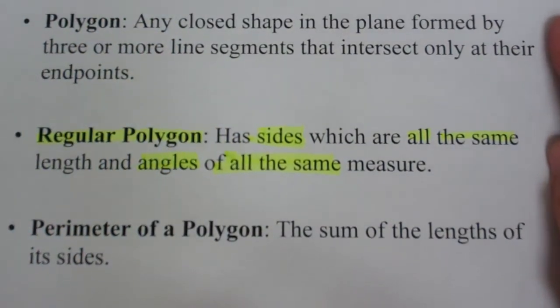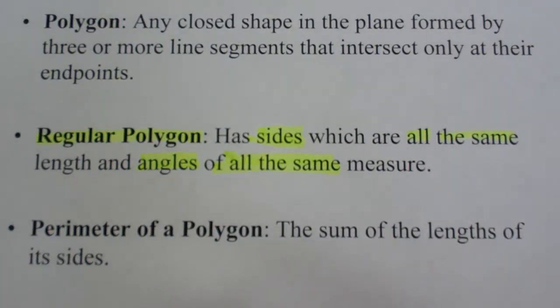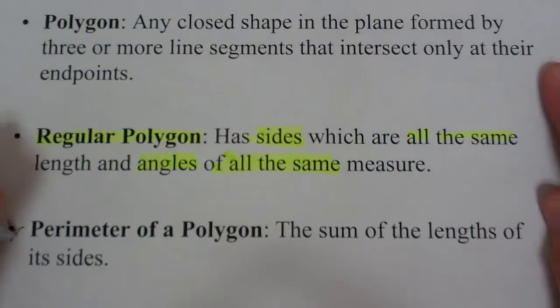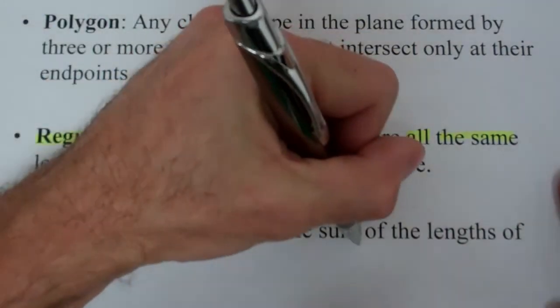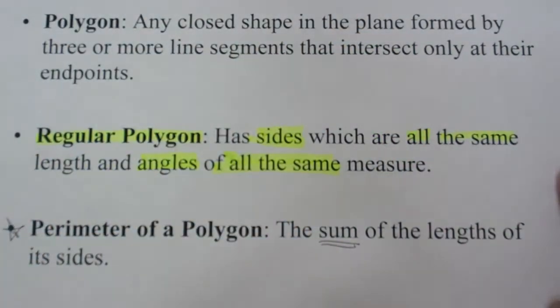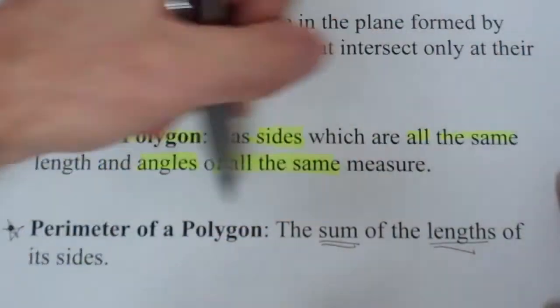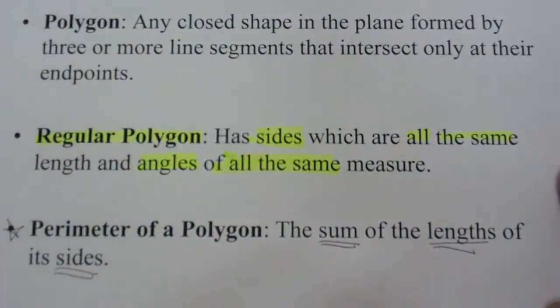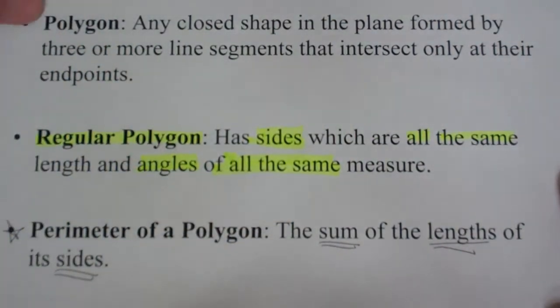Alright, and then of course the perimeter of a polygon is the sum of the lengths of the sides. I really like this particular definition because it doesn't take any shortcuts. It's the sum of the lengths of all the sides. You just add everything up and there you go. Okay?